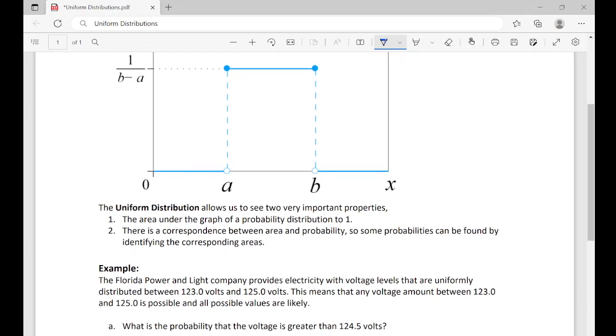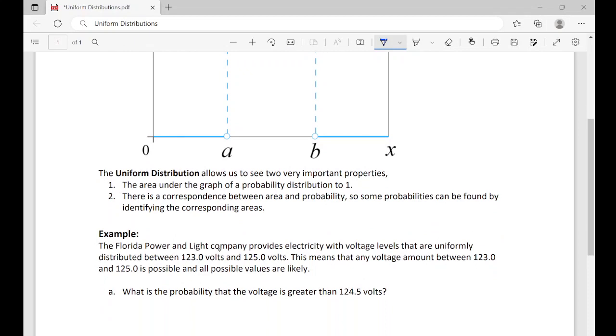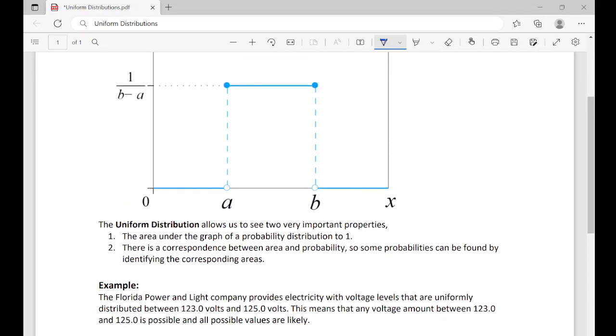So let's look at an example. The Florida Power and Light Company provides electricity with voltage levels that are uniformly distributed between 123 volts and 125 volts. This means that any voltage amount between 123 and 125 is possible, and all possible values are likely. So let's use our chart here. A will be our 123, and B will be our 125. So everything has to be between 123 and 125.